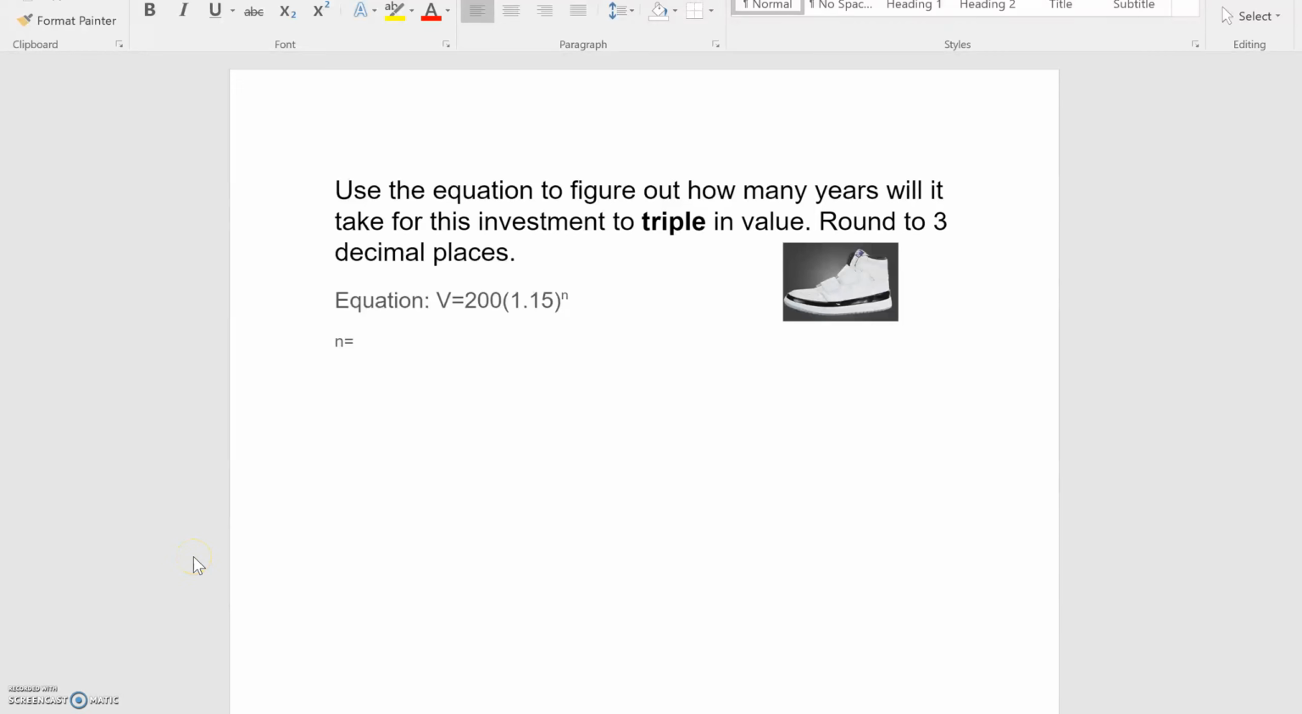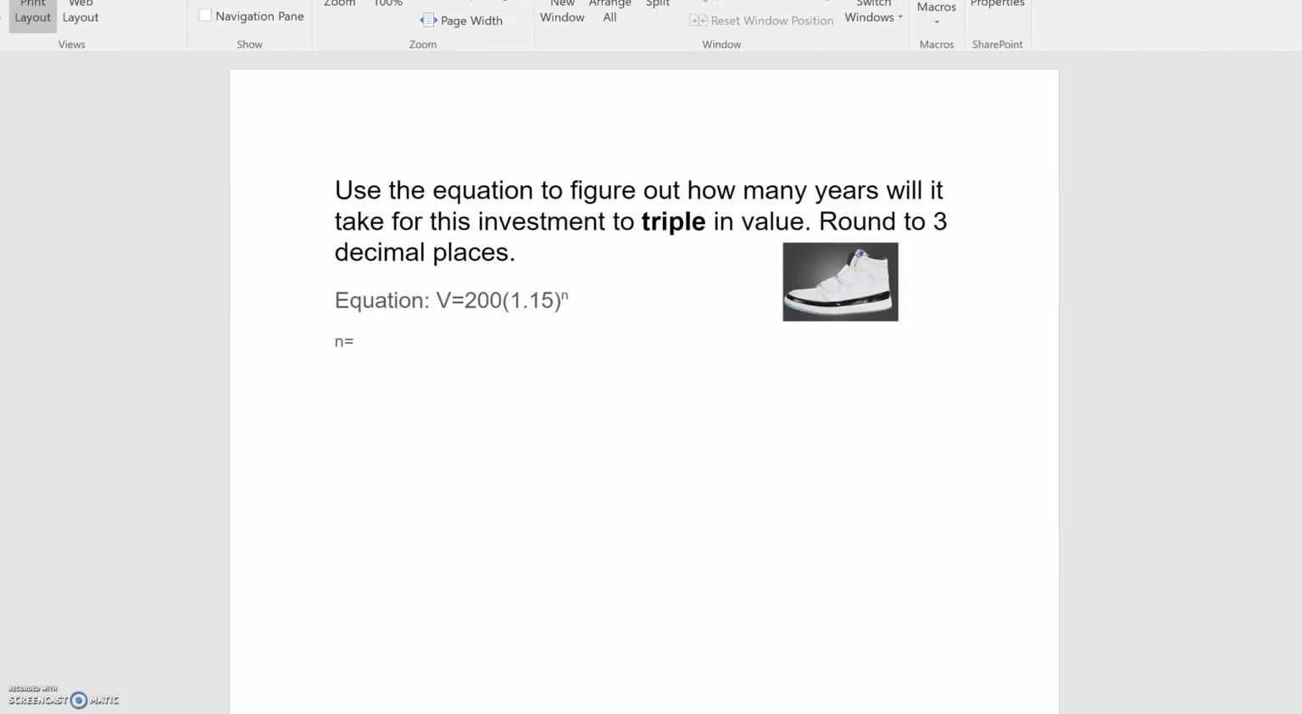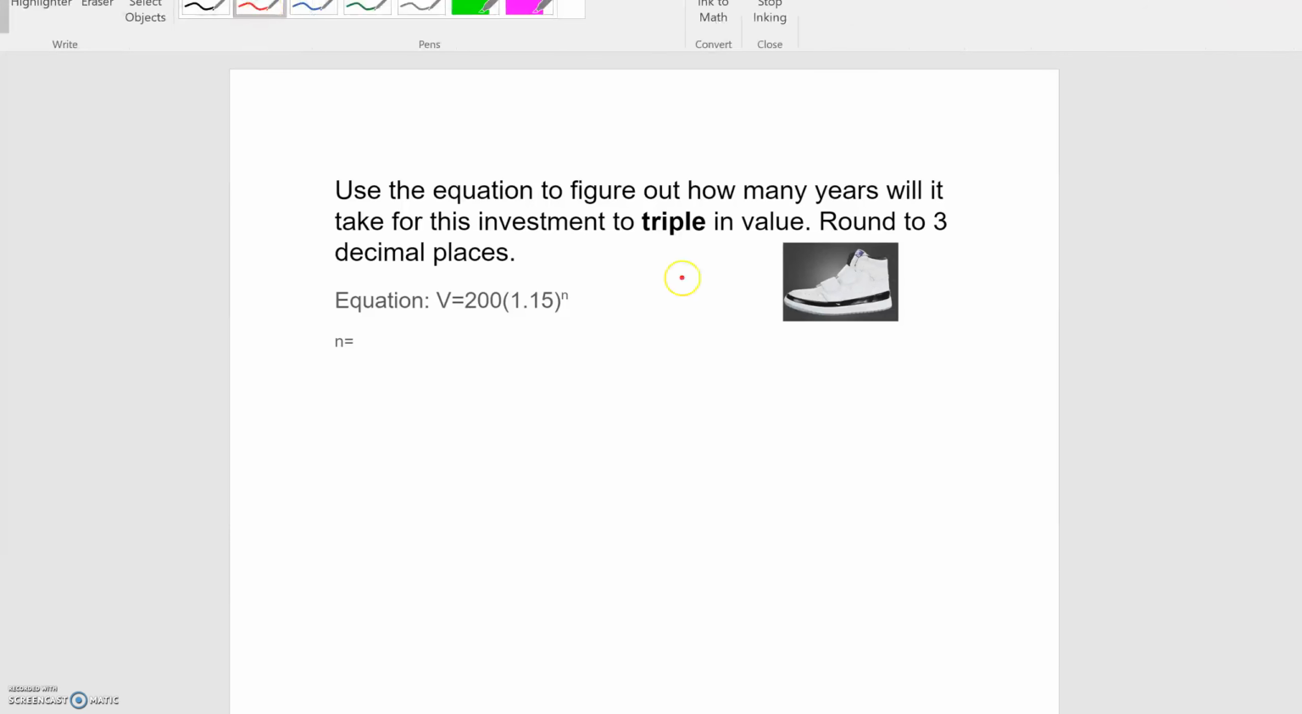Okay, so in this problem, it talks about tripling the investment in value. So the initial investment is $200. This is what you started with. And if I triple 200, that's multiplying by 3. So if I take 200 and I triple it, now the shoes would be worth 600. So the question is, how long is that going to take?